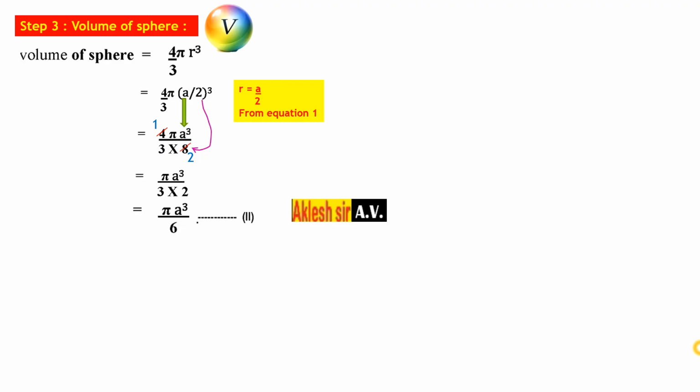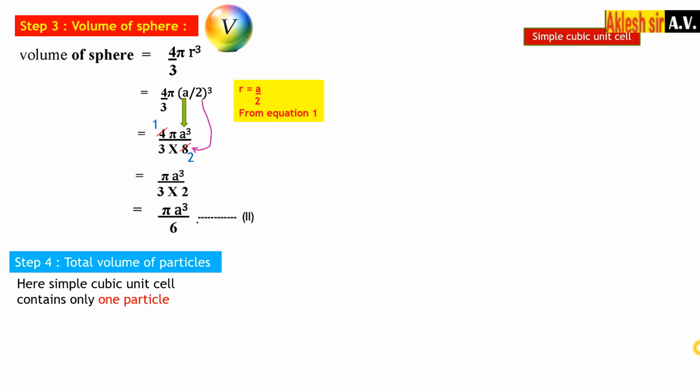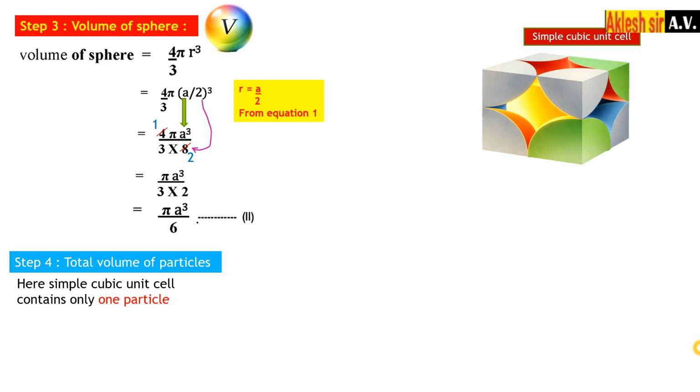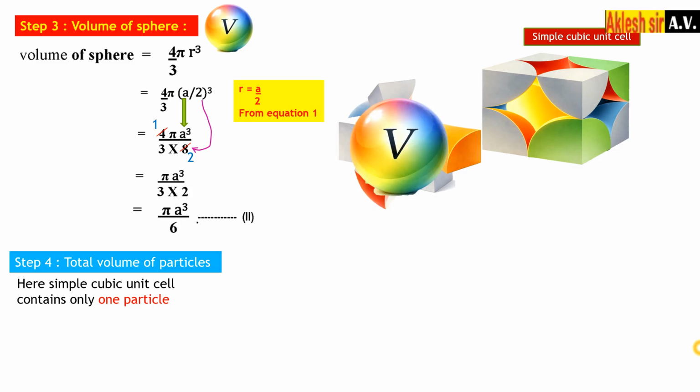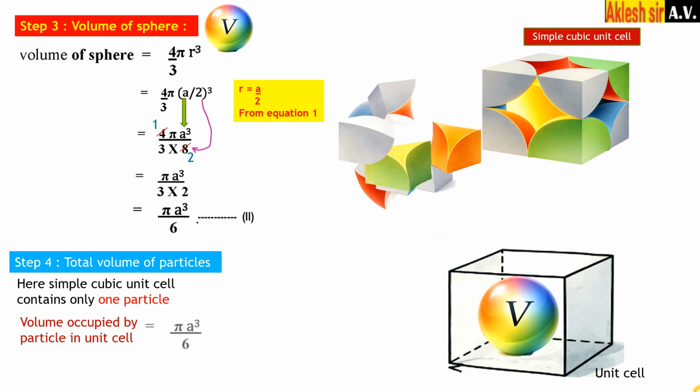This is equation 2. Step 4. Total volume of particles. Here a simple cubic unit cell contains only one particle. A simple cubic unit cell has 8 corners, and each corner contributes 1 by 8 of a particle. So all 8 together form one particle, that is one sphere. So simple cubic has 1 particle per unit cell. Volume occupied by particles in unit cell is equal to pi A cubed upon 6.